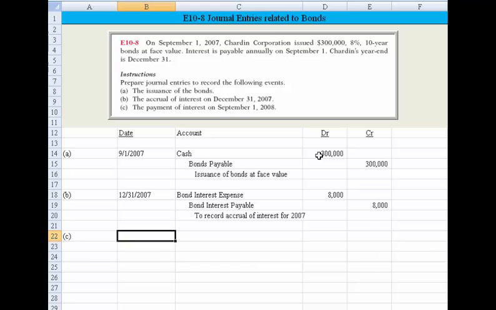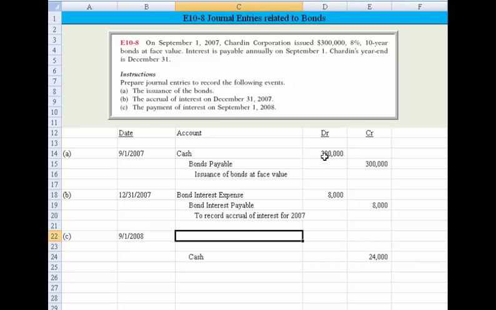Okay, and let's see. Then we move on to Part C. Part C says record the payment of interest on September 1st, 2008. Okay, so we got 9/1/2008. Now, the easy part is we know we're going to credit cash. Okay, do we know how much? I think we do. I think if we take the 300,000, the face value, times the 8%, and it's 1 year. So we could take it times 12/12, which is 1, or just leave it off. So I'll leave it off. It's a full year, 24,000.